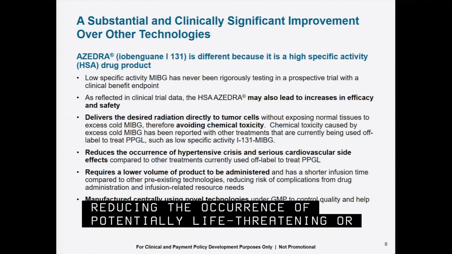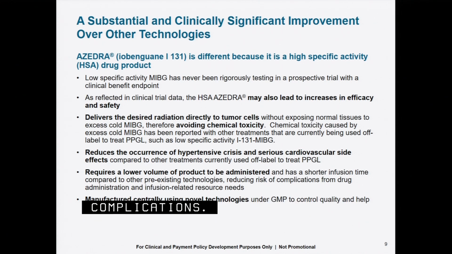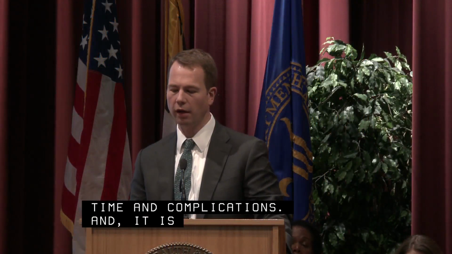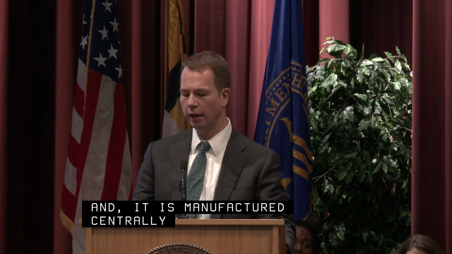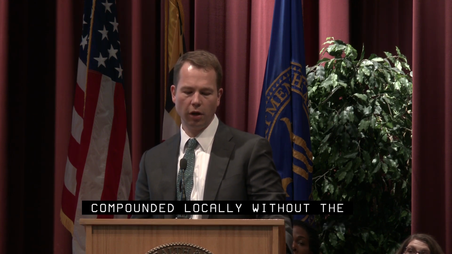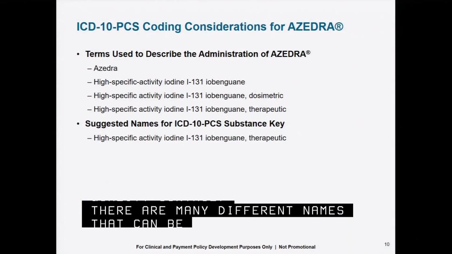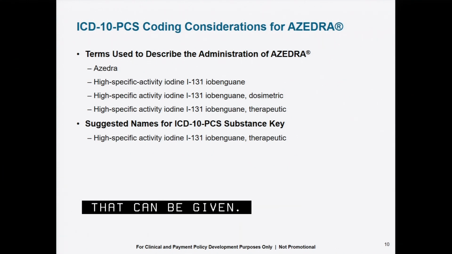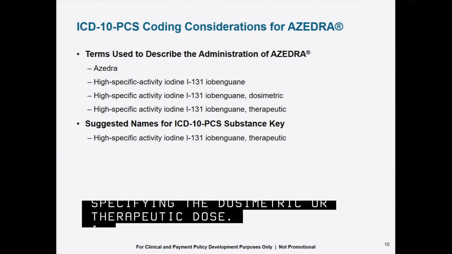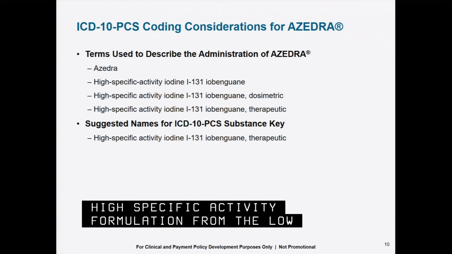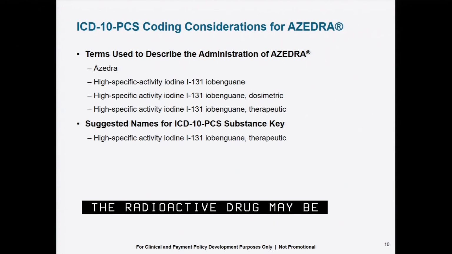It's a much simpler administration that takes less time, with fewer complications, and it is manufactured centrally under GMP conditions, whereas the low specific activity is often compounded locally, without those quality control improvements that you get from GMP manufacturing. So there are many different names that could be given to this: high specific activity iodine I-131 iobenguane, Azedra, specifying the dosimetric or the therapeutic dose. I think it's really critically important to differentiate the high specific activity formulation from low specific activity, whereas the radioactive drug may be called MIBG in both cases, but there are medically important reasons to differentiate.